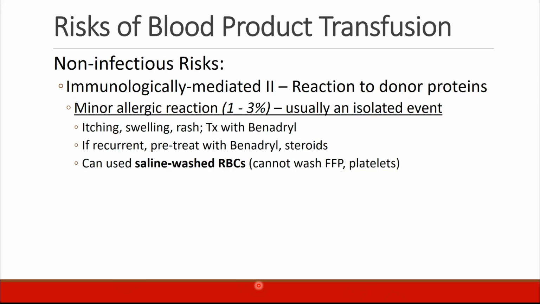The next reaction we'll discuss is a different category of immunologically mediated reactions. This is where the patient is having a reaction to donor proteins instead of donor red cell antigens. A minor allergic reaction, which occurs in about 1 to 3% of transfusions, would be an example of this. And we see the usual allergic reaction symptoms: itching, swelling, rash. It can be treated with Benadryl. If they tend to get this a lot with transfusions, we could pre-treat them with Benadryl or steroids. And saline-washed red cells may help decrease the risk because we're washing away some of those donor proteins.